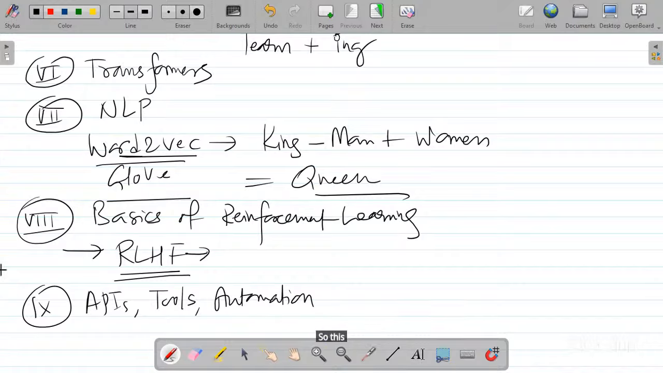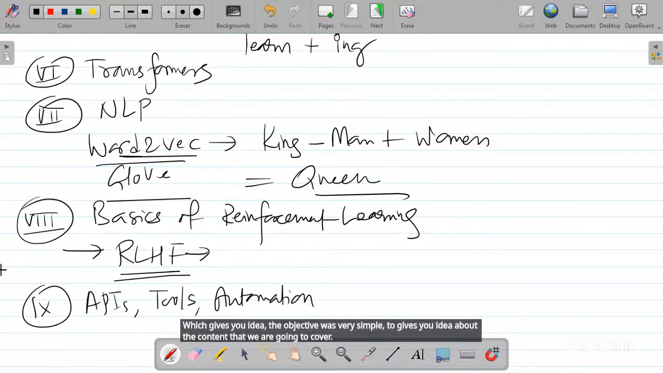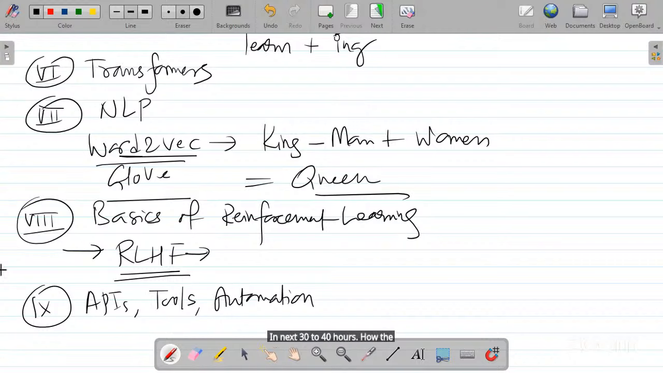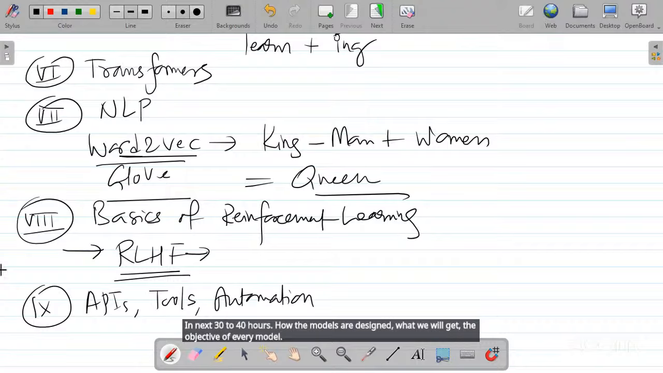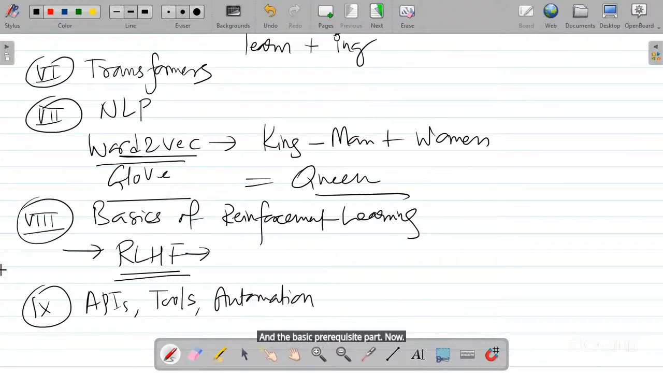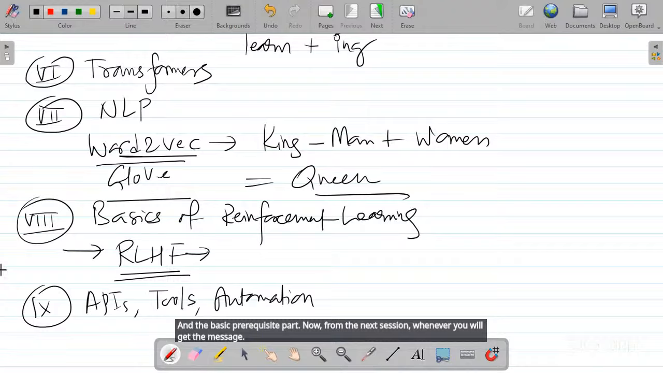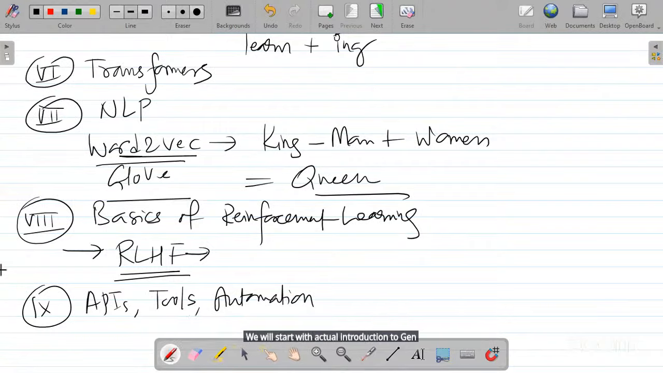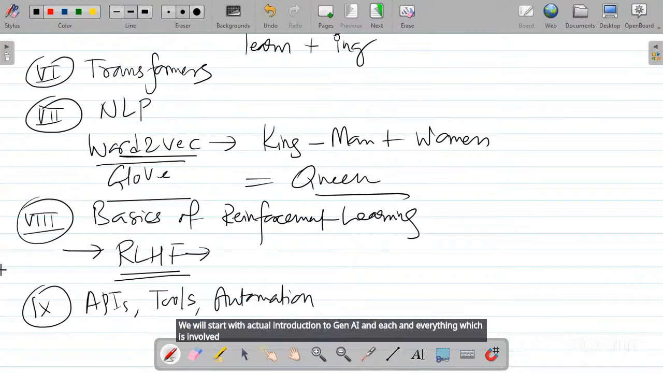So this is how we can summarize our today's discussion. It was an introductory session of 1 hour, which gives you an idea. The objective was very simple, to give you an idea about the content that we are going to cover in the next 30 to 40 hours, how the models are designed, what we will get, the objective of every model, and the basic prerequisite part. Now from the next session, whenever you get the message, you definitely attend the session. We will start with the actual introduction to Gen AI, and each and everything which is involved in the syllabus we'll discuss in detail, step by step.